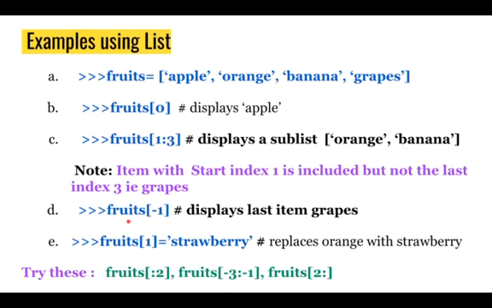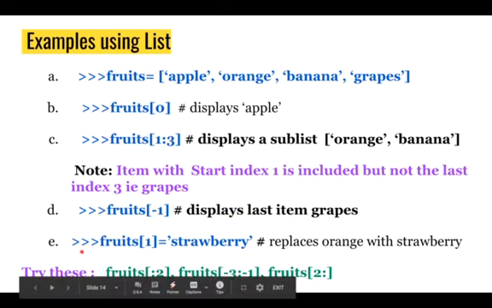The next example is a negative indexing example. Here we have mentioned fruits within square brackets -1, which indicates the list is to be accessed from the end, and -1 indicates the last item. The last item here is grapes. So, fruits of -1 will display the last item, grapes.